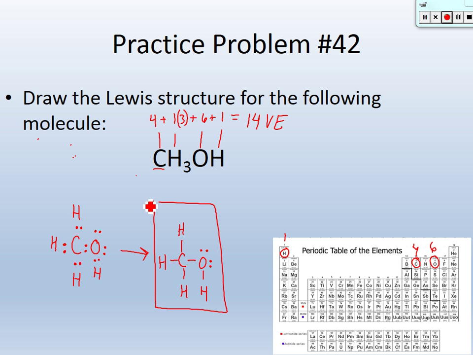But it's always a good idea to check. Okay, let's see if we have all 14 valence electrons accounted for. So we got 2, 4, 6, 8, 10, 11, 12, 13, 14. So I've accounted for all 14, and every atom is obeying the octet rule, so that's my answer.